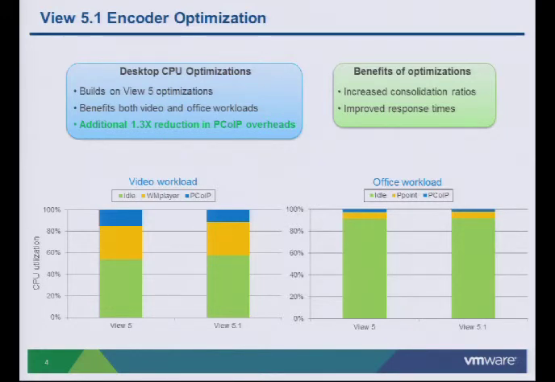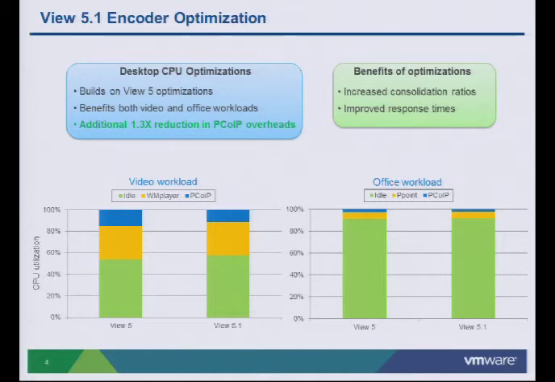Going from 4.5 to 5, we spent a lot of time optimizing this process, and we've continued that forward to View 5.1. A lot of SIMD optimization, a lot of algorithmic tweaks, a lot of hand-coded assembly, and we've managed to further bring down the PCoIP overheads by an additional 1.3x. So you're going to see this whether you're running office-style workloads or high frame rate workloads like video playback. And this is what I'm showing here on these plots at the bottom of the slides.